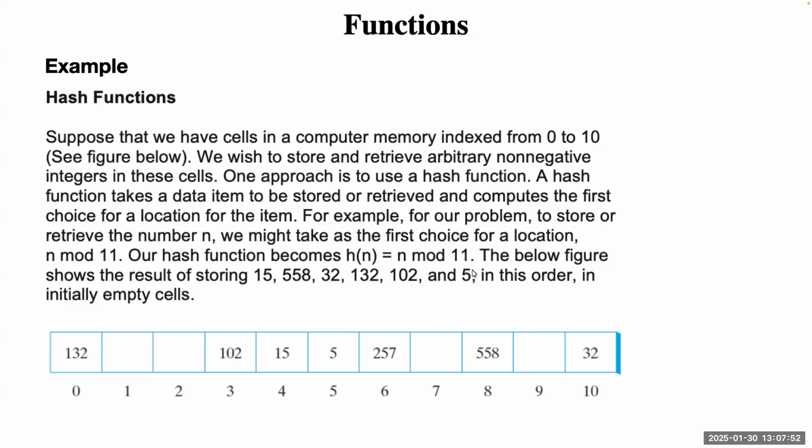The interesting thing about collisions is, notice he did n mod 11. And you could argue maybe he should have done n mod a bigger number, and maybe you're less likely to get collisions. That is true. Obviously, the bigger the mod number, the more elements you're going to have.